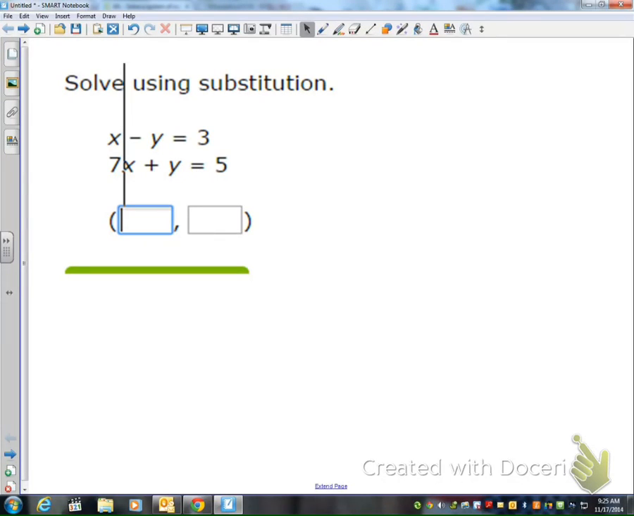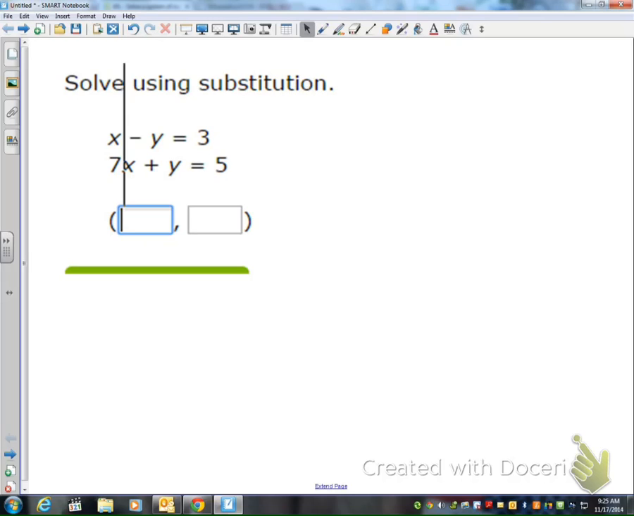First goal is to rewrite one of the equations where it says either x equals something or y equals something. So which of these equations is going to be easier to rewrite in that way? Jack? X minus y. Okay, why? Why is that one the better one to do? Because you can just take off the x.